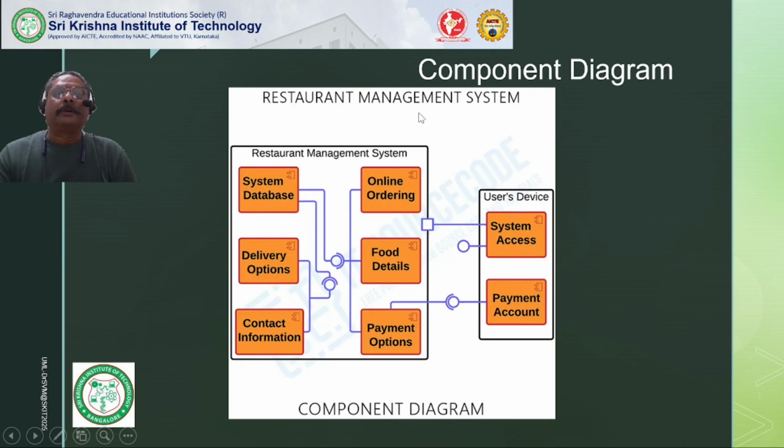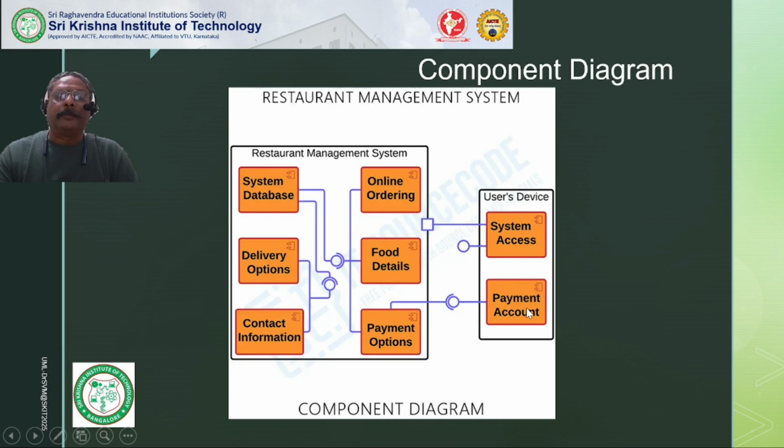So another example is a restaurant management system. We have a restaurant management system here. The various components are system database, the delivery options, contact information, online ordering, food details, payment methods, and so on. The external environment, we have user device, which is having a system access and payment account. So what we are looking at here is the user device will first have access with the system, and then will provide the details of the user device. So this lollipop says it is providing the details.